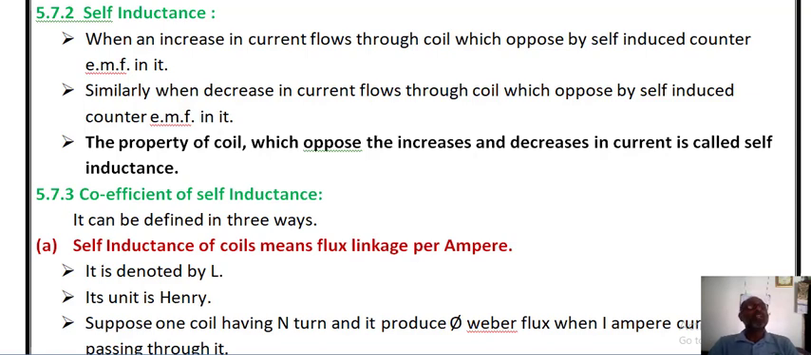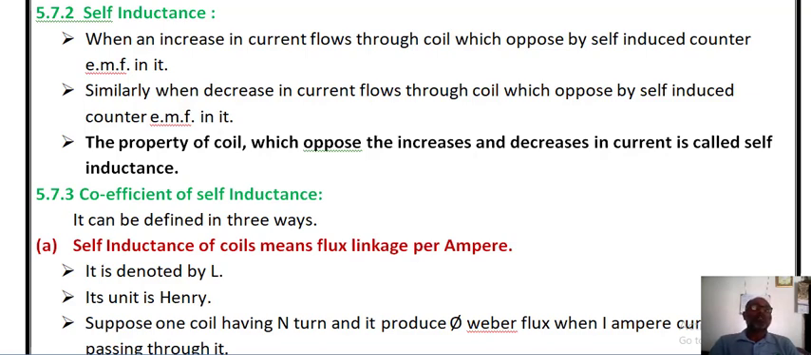Similarly, when we decrease the current passing through this coil, it is also opposed by the self-induced EMF induced in the coil. So from that we can say that the property of a coil or circuit which opposes the increase and decrease in the current is called self-inductance. So it is most important. It is a property of material which opposes the increase and decrease in current, and this property is called self-inductance.